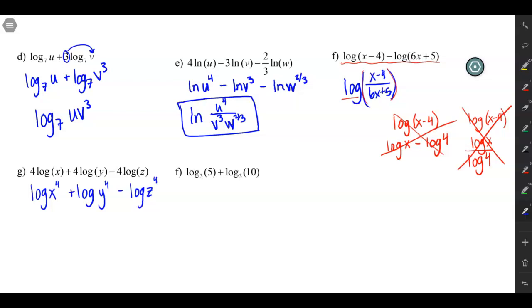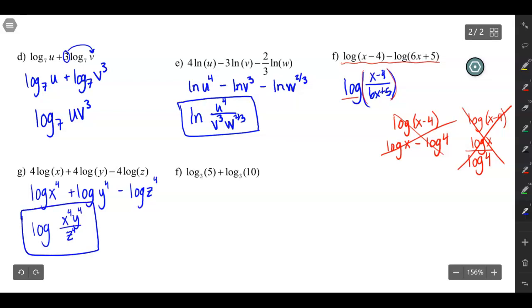So these first two logarithms are being added together, which means that I can combine them by multiplying them. And then the last log I'm subtracting, so that means that z to the fourth is going to go on the bottom of the log. Okay. So I've condensed all those logs into just one.